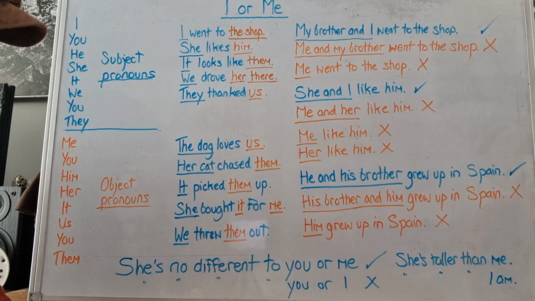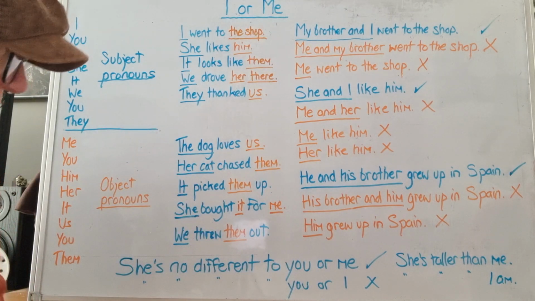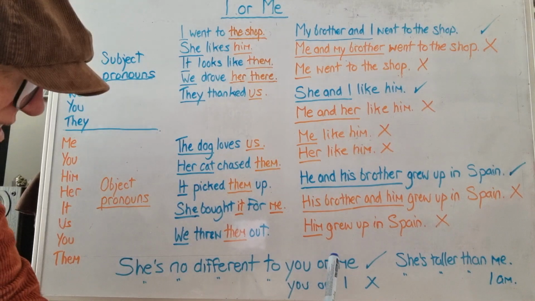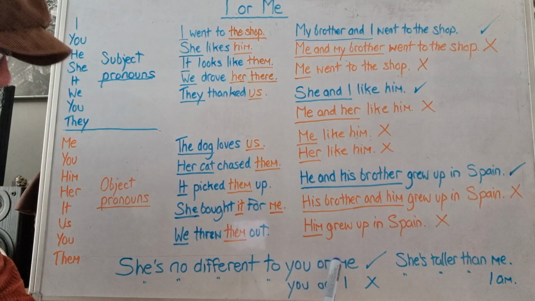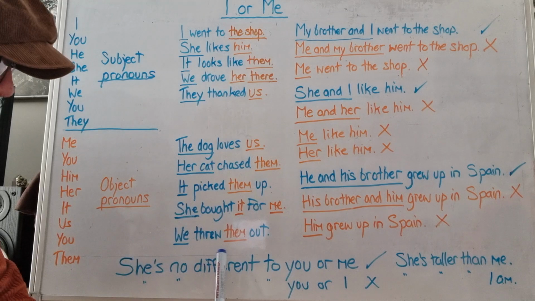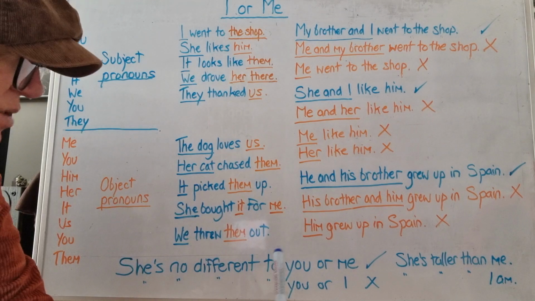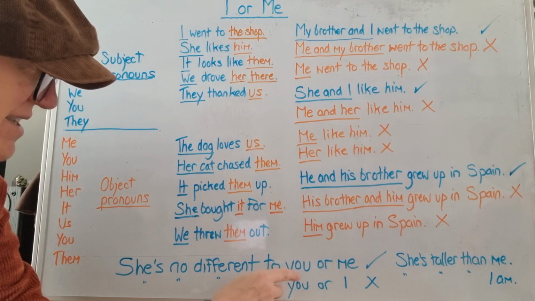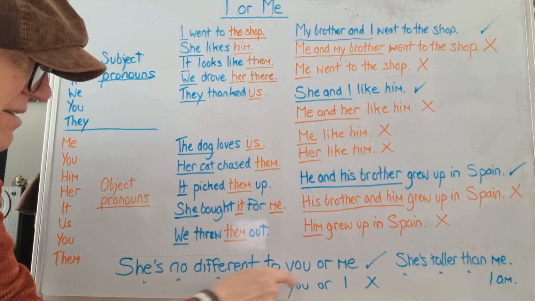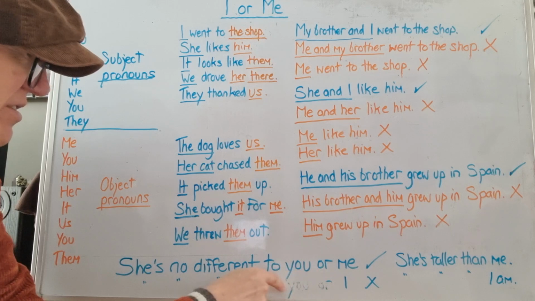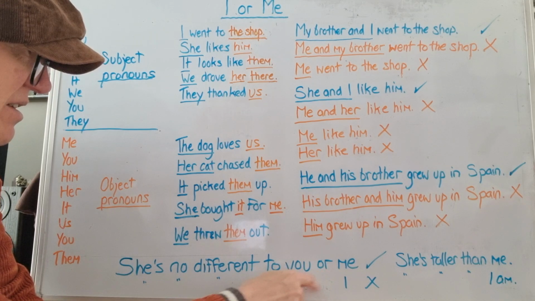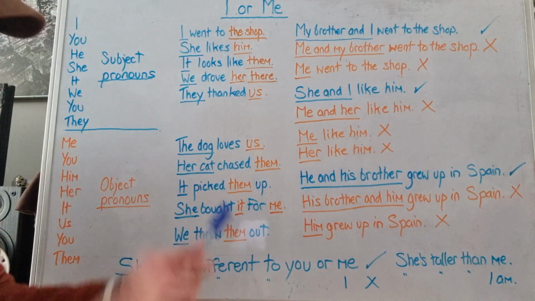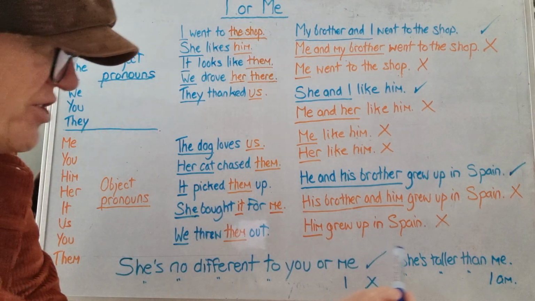And here's one I thought of late last night when I was yawning away. She's no different to you or me. Correct. Because this is the object of the sentence. She's no different, this is the subject, to you or me. She's no different to you or I. Wrong. Because if you take this out, she's no different to I. Ridiculous. So, she's taller than me.